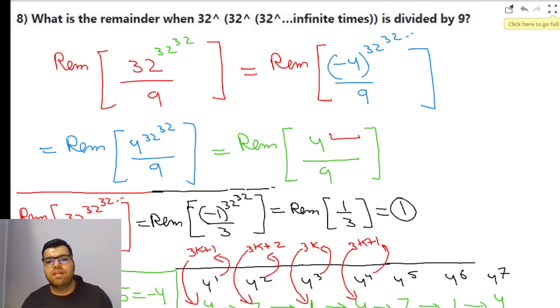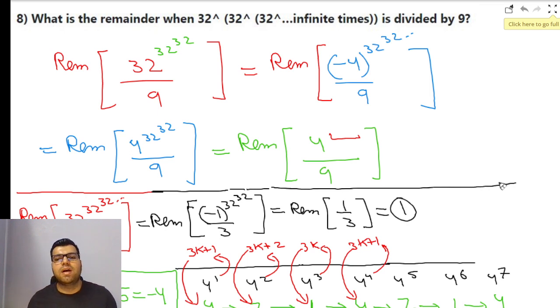So from here I have concluded that my power, the 32 raised to power 32 raised to power 32, this thing is of the form 3k plus 1. So my question is solved now. So this is of the form 3k plus 1.